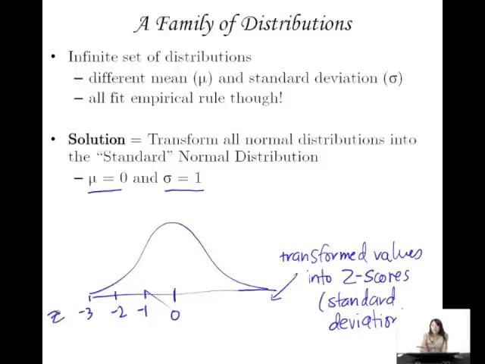In the standard normal distribution, we basically ignore the values and we only use the z-scores. And we have everything in terms of standard deviation. Are you 1 standard deviation away, half a standard deviation away? That's all we really care about.